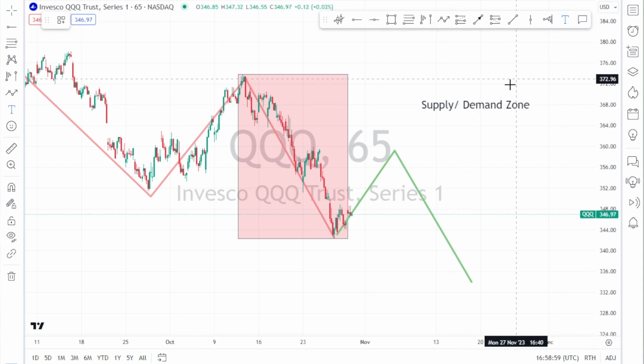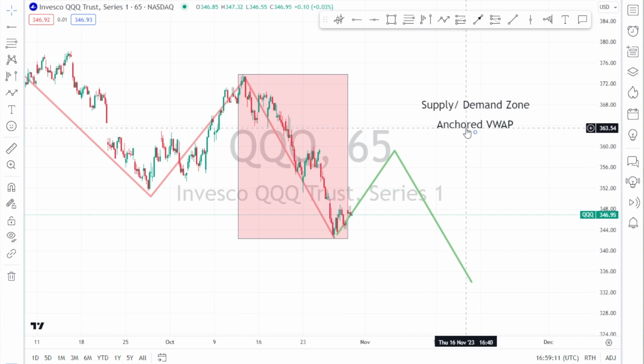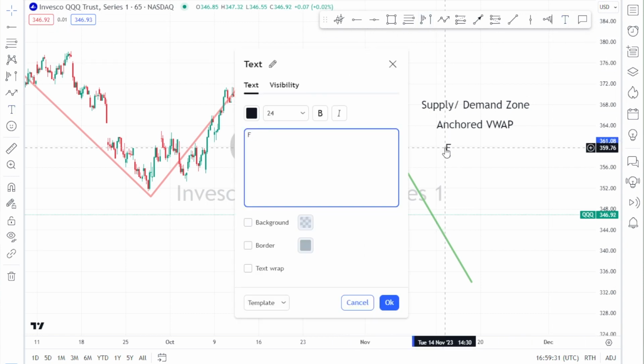We're also going to use anchored VWAP. Now, VWAP stands for volume weighted average price. So we're anchoring from a point and finding the volume weighted average price. This is typically where most of the volume has traded from wherever you're anchoring the measuring tool. And we're also going to use a fixed volume profile.